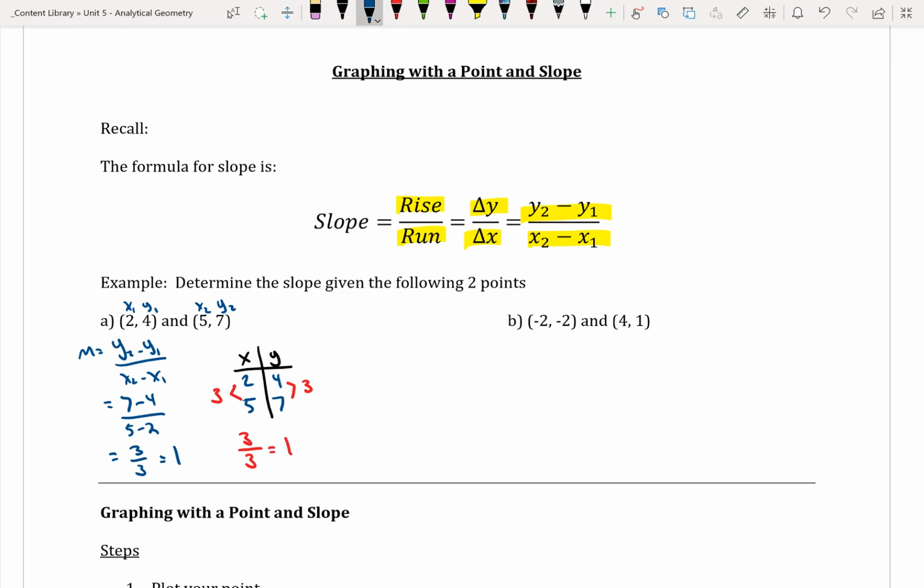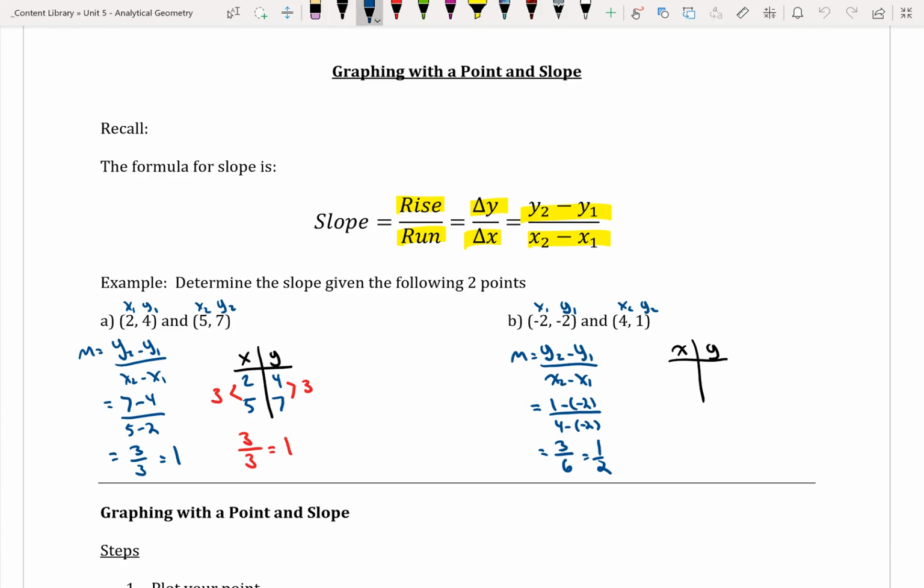In B, same idea. I'm going to use it in 2 different ways. My algebraic way, where I have x2, y2, x1, y1. And this now becomes 1 minus negative 2 over 4 minus negative 2. Simplifies to 3 over 6, or 1/2. I can do the same table method, and I should still get the same answer.